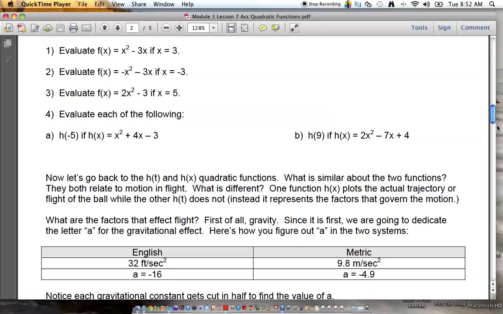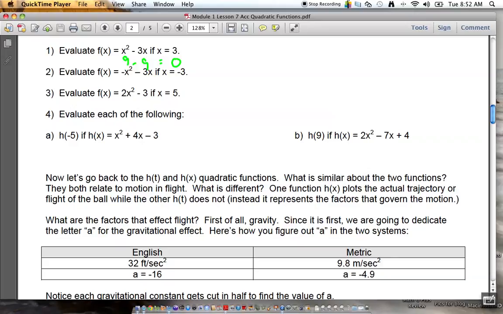Okay, so let's go through these here. This says x squared minus 3x, so I put the input in. What's 3 squared? 9. Minus 3 times 3? 9. 9 minus 9? 0. Good. How many got that right? Excellent. Okay, next.